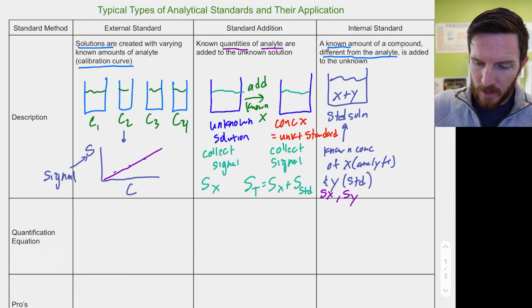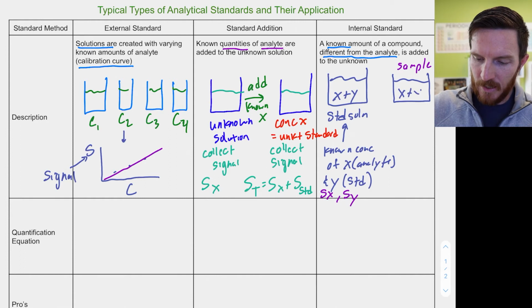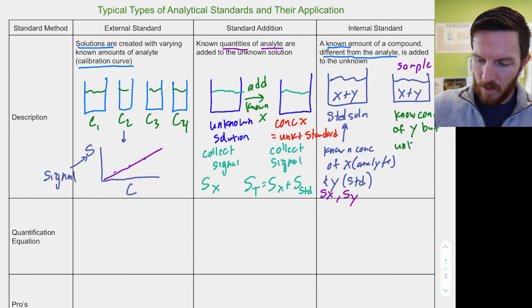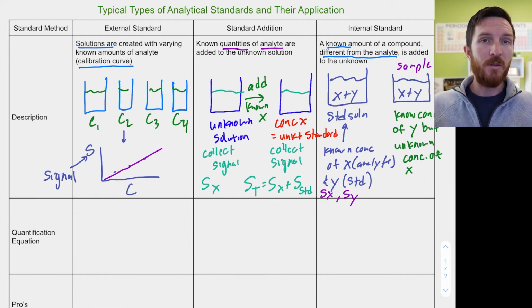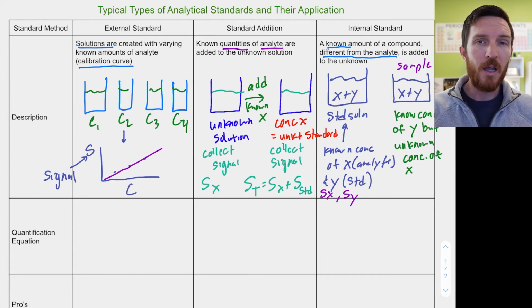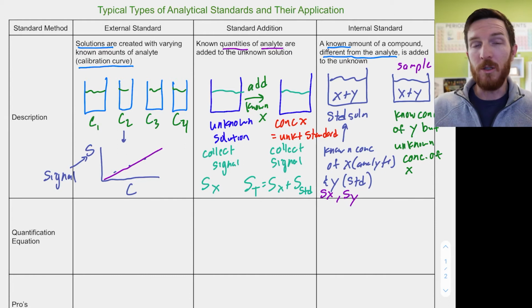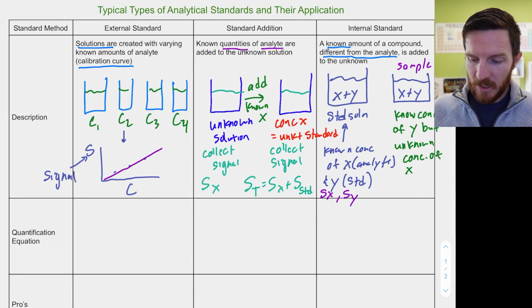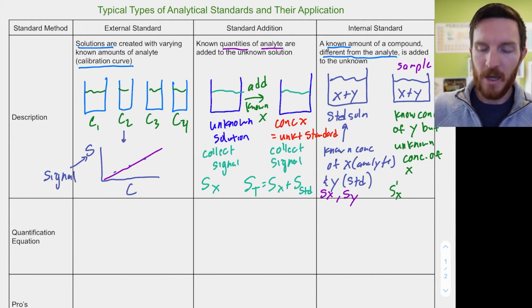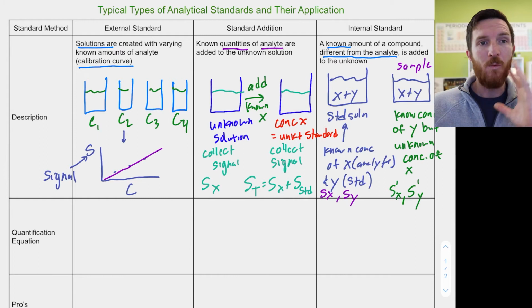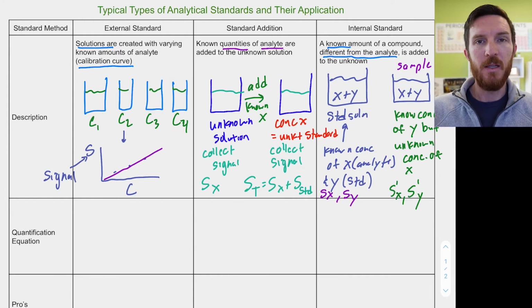So now what we're going to do is we're going to have our actual unknown sample, and we'll take our unknown sample, again is going to contain X and Y. Now the difference here is that this contains a known concentration of Y, but an unknown concentration of X, our analyte. So the analyte, we don't know how much of it we have, that's what we're trying to identify, but we added this other substance into that solution. And that's going to again give us, I'm going to call this, signal prime for X and another signal for Y. And we're going to use that information to go ahead and quantify the concentrations that we would have.